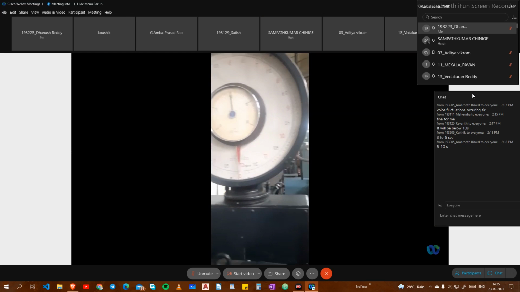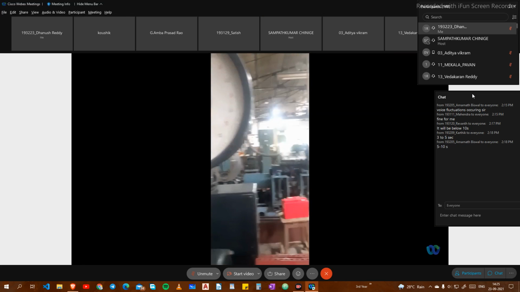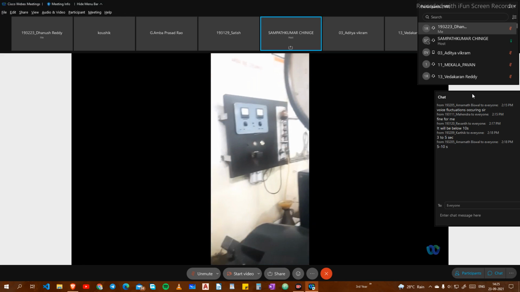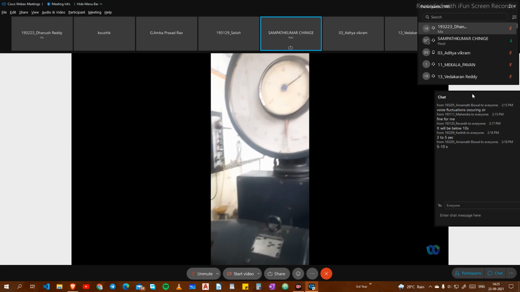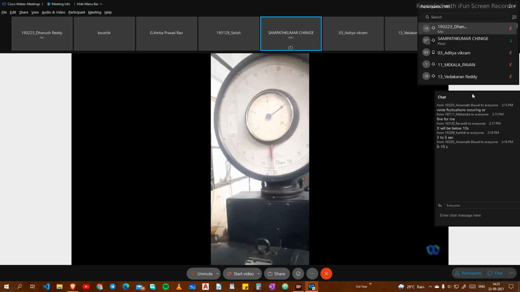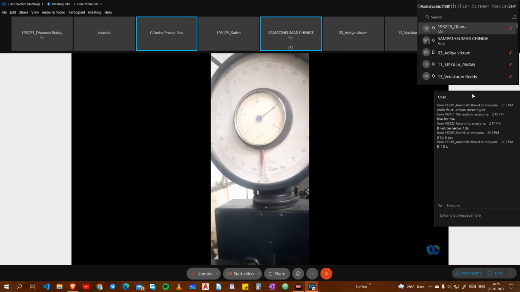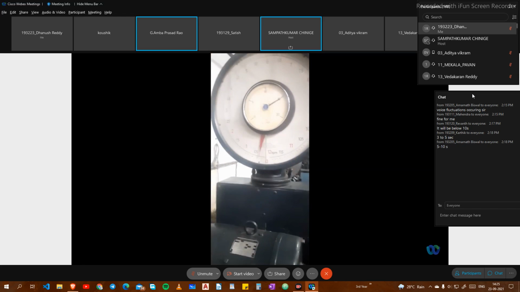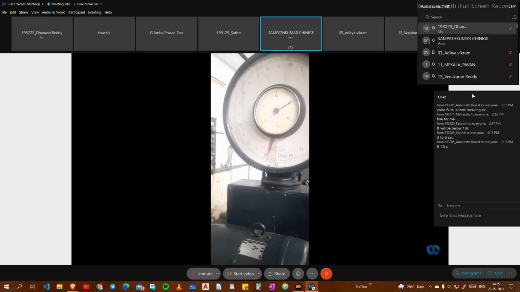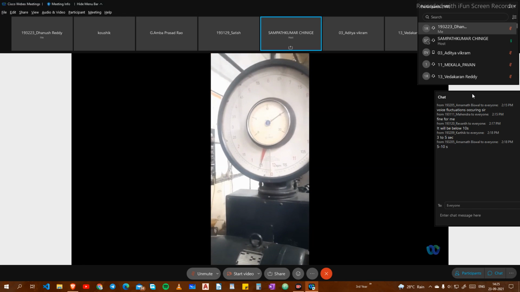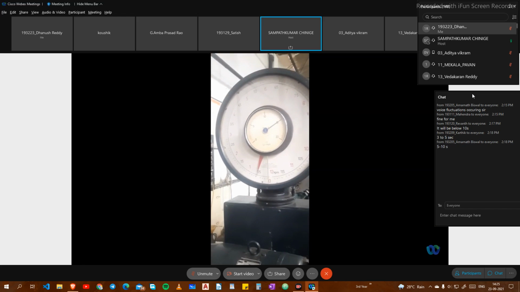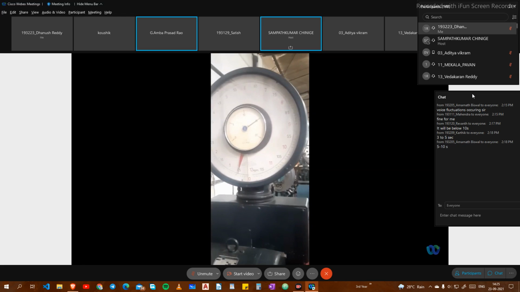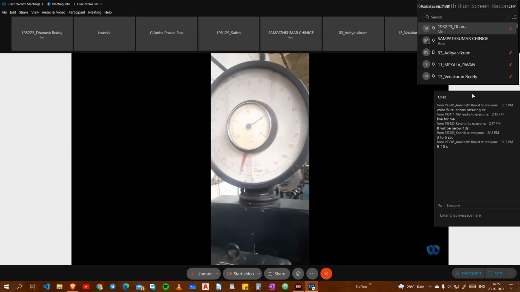So 3 readings were taken for 0.5 torque. Three sets for zero load, and for 0.5 they have taken 3 times.